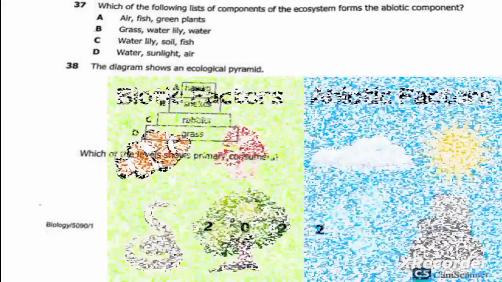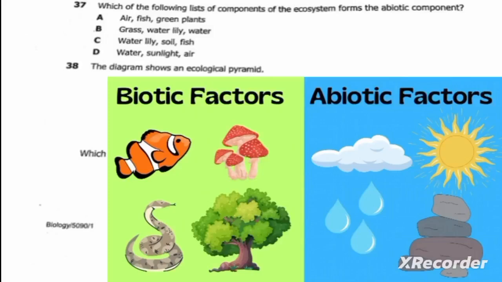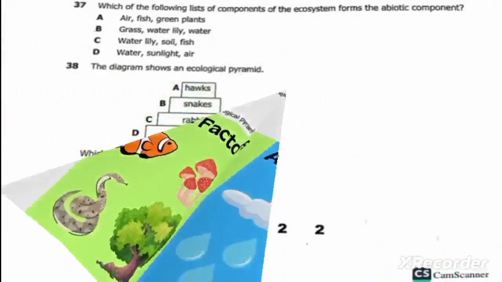So we need to differentiate between abiotic and biotic. Biotic factors are living things. Abiotic factors are non-living things. So A is showing fish. Fish is a living thing. Green plant is a living thing also. B, we have grass. Grass is a living thing. C, we have fish. Fish is a living thing. D, we have water, sunlight, air. So D is showing abiotic factors. Abiotic factors are non-living things. So therefore, our correct answer is D.